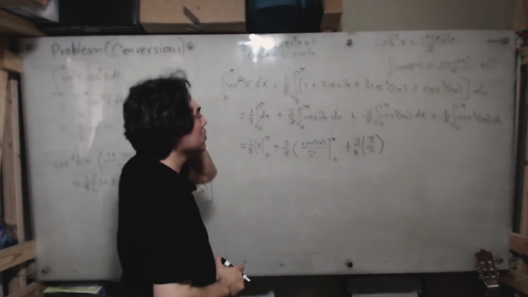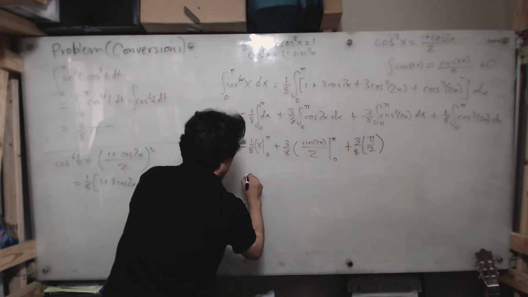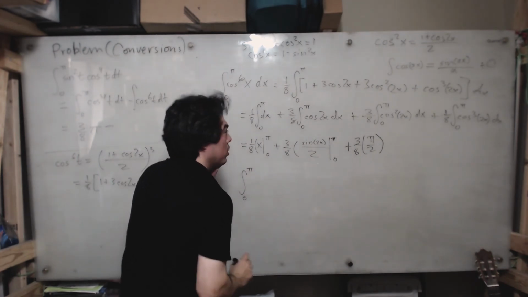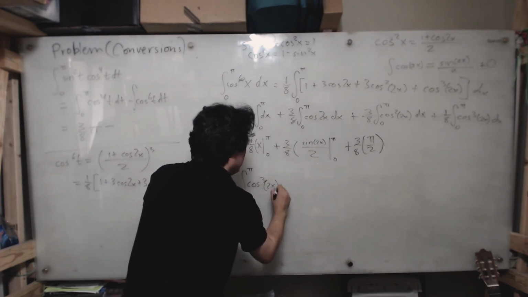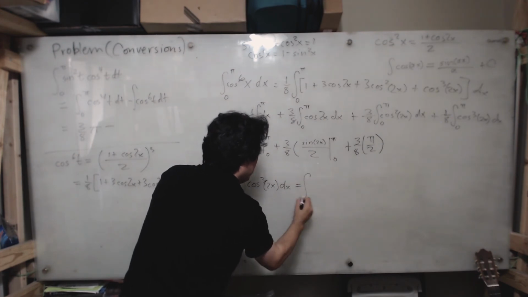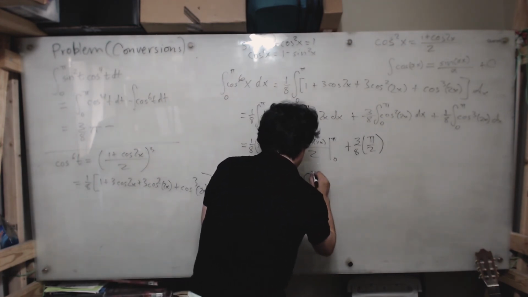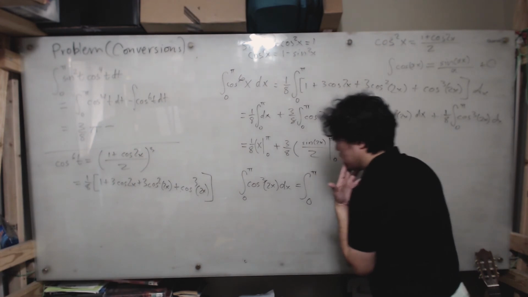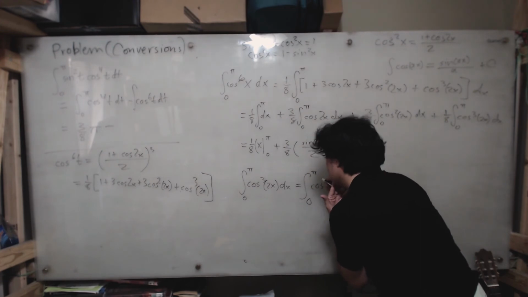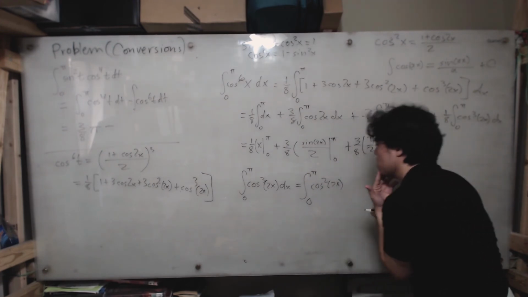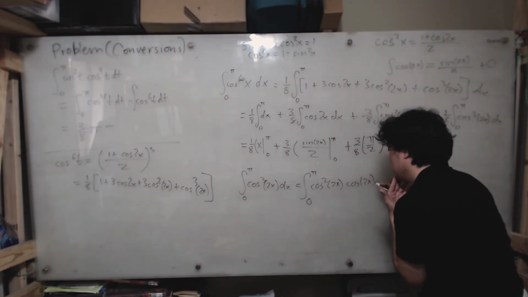Let me see here. Okay. So, let me do that here. The integral from 0 to pi of the cosine cubed 2x dx is going to equal the integral from 0 to pi of the cosine squared of 2x times the cosine of 2x dx.